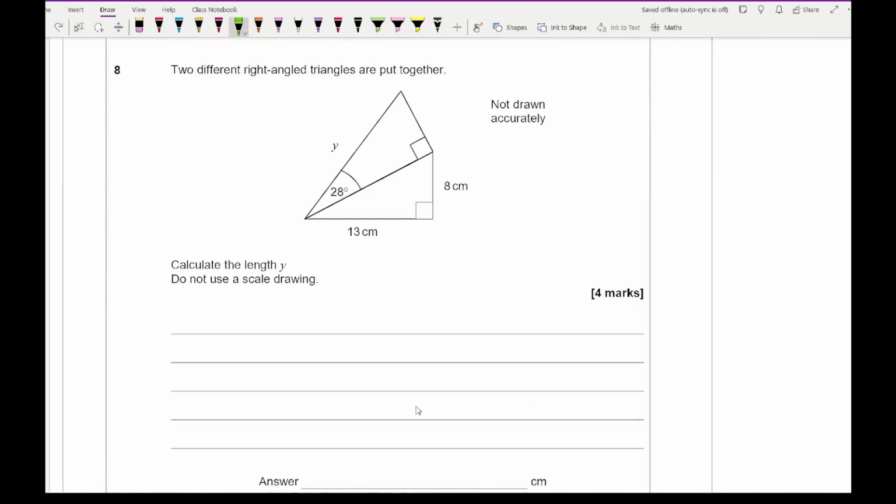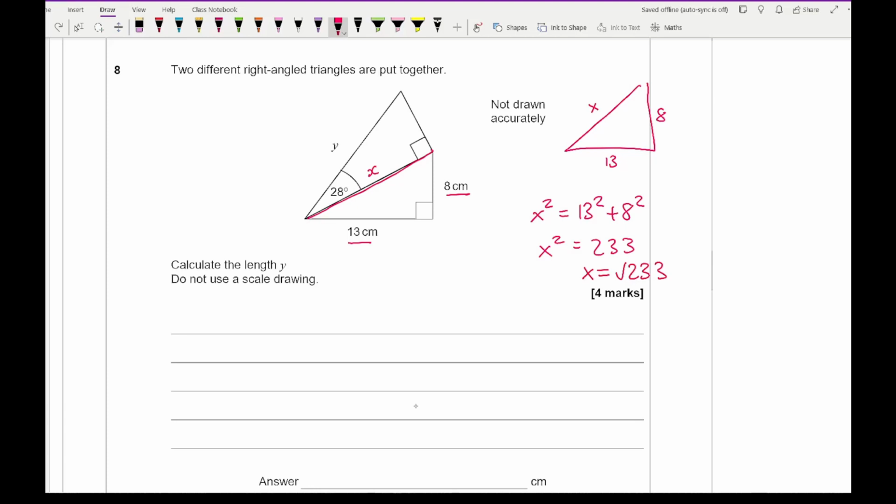Calculate the length of y. Do not use a scale drawing. So first things first, I need to work out this length here. I can do that by using Pythagoras because I know the other two lengths. So if I start by calling that red line x, I'll take that triangle out so it's a little bit easier for me to see. Using Pythagoras, x squared equals 13 squared plus 8 squared, which is 233. So x equals the square root of 233. Again, I could write that as a decimal, but I'm just going to leave it as a surd.